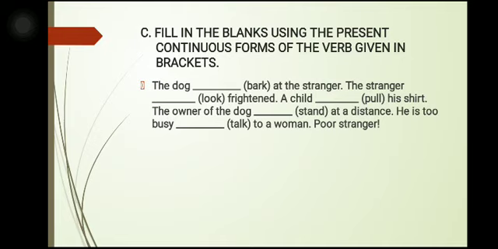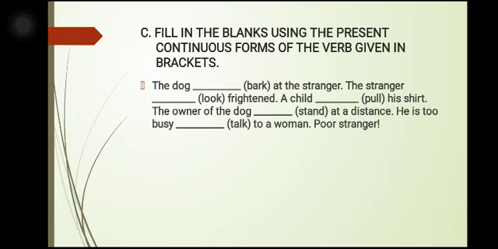A child dash his shirt. The word is pull and child means one. So we shall use a child is pulling his shirt. The owner of the dog dash at a distance. The word is stand and owner of the dog suggests one person. So it would be is standing.